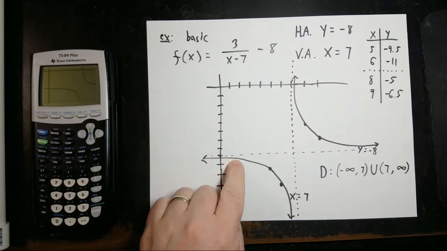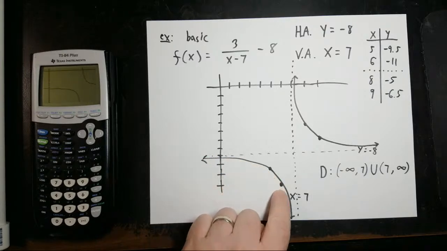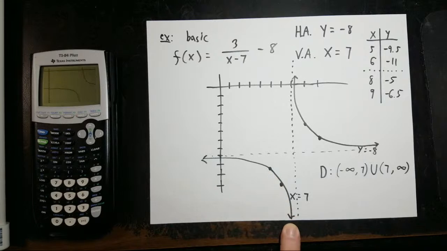As you travel along, this graph begins to dip down, down, down. Now I ask you a rhetorical question. How far down is this graph going? It's going down forever. The closer it gets to x equals 7, the farther down it will go.